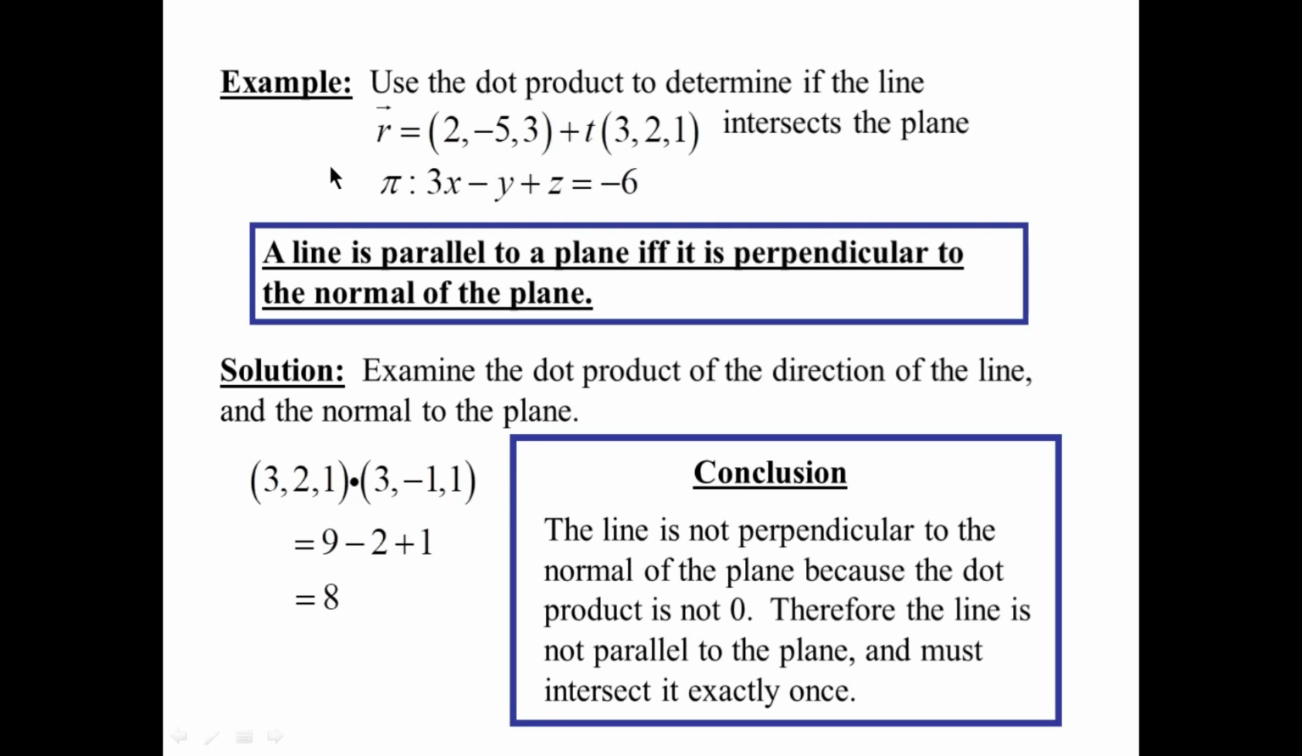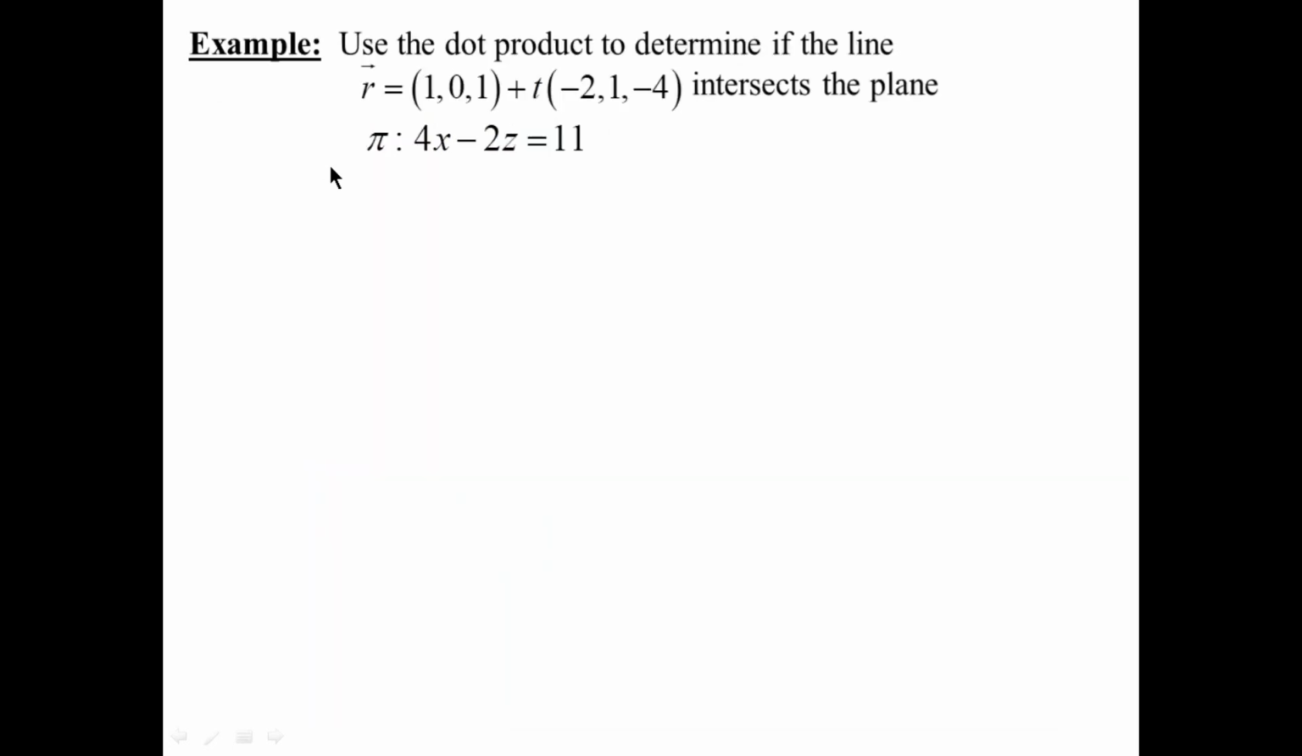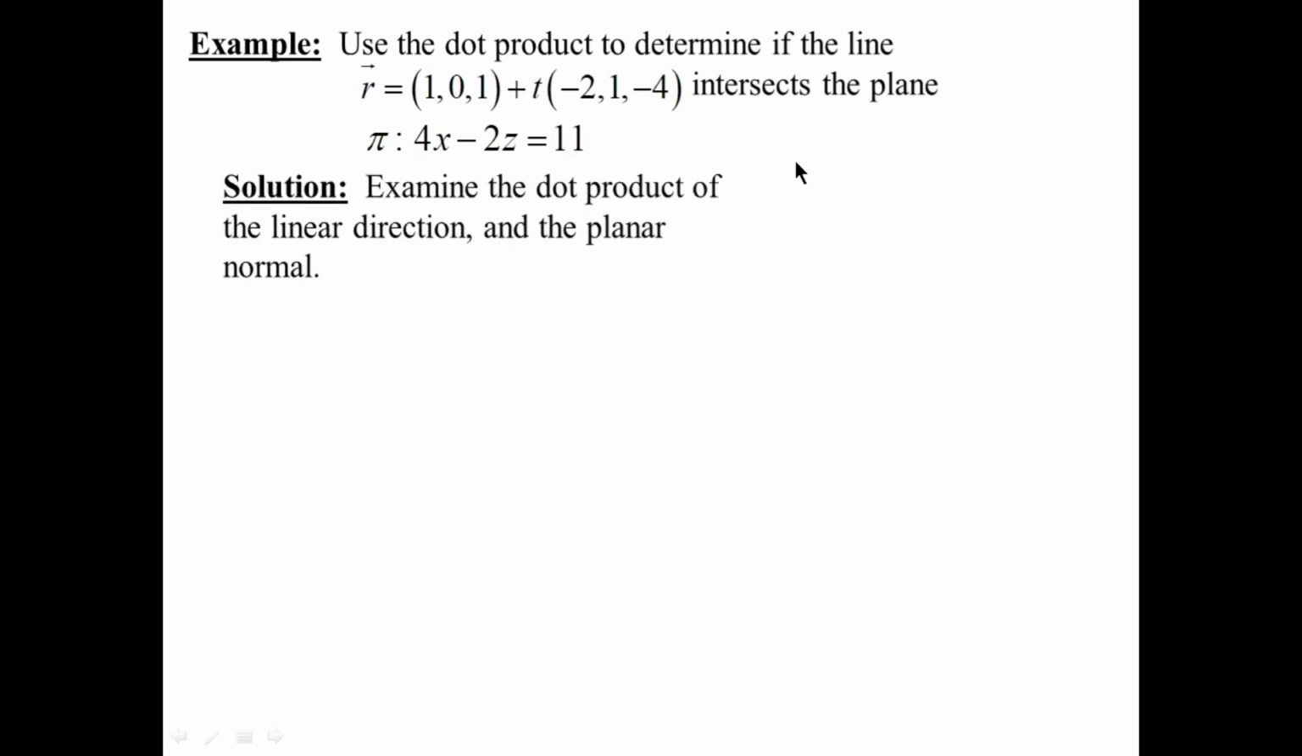Moving along. Use the dot product again to determine if the line intersects the plane. Again, examine the dot product of the linear direction and the planar normal. Well, here's the linear direction, and the planar normal is 4x minus 2z plus 0y.